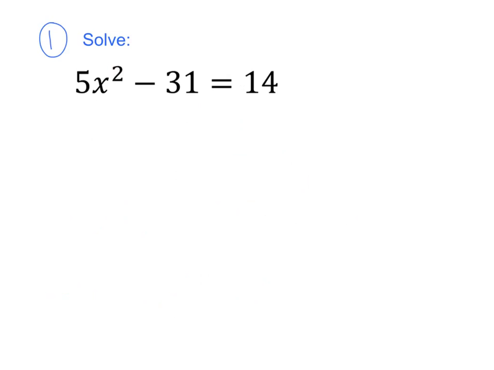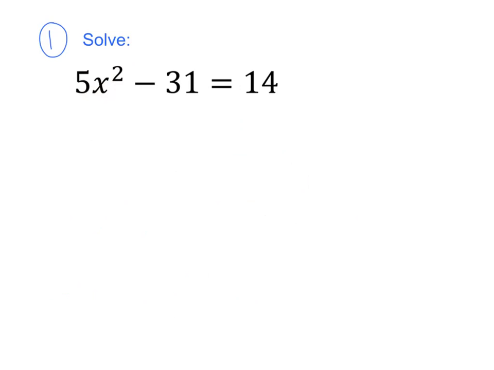All right, so we're going to solve this equation: 5x squared minus 31 is equal to 14. Again, this is a quadratic equation because we have an x squared as the highest power of x. So first thing we're going to do is isolate the x squared. Let's try to get the x squared to be by itself.